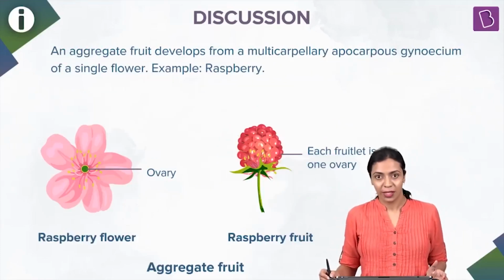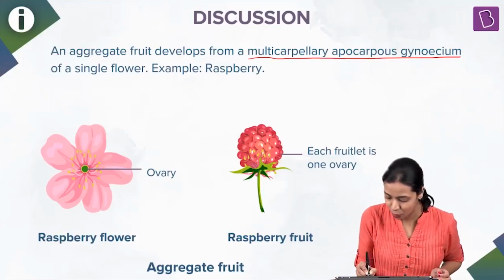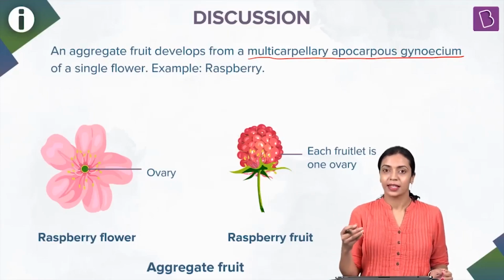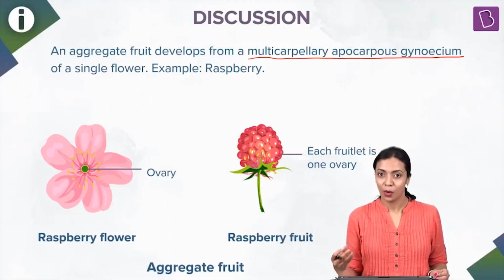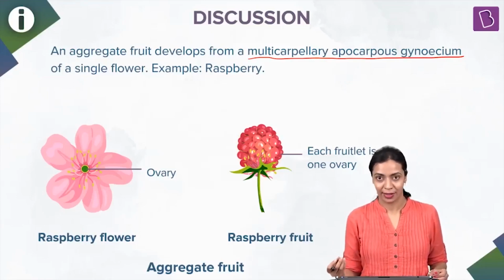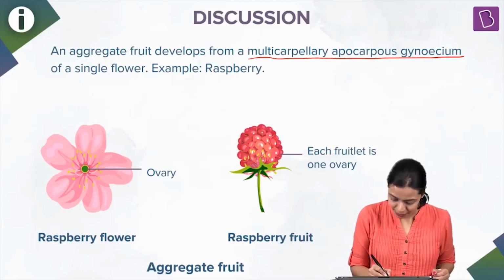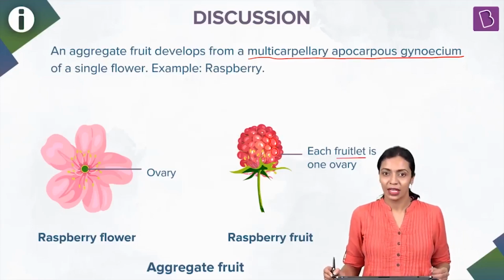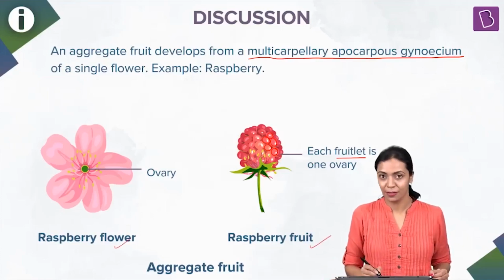In order for a fruit to be considered an aggregate fruit, it should have developed from a multicarpellary apocarpous gynoecium, which means that multicarpellary refers to the condition where there are more than one carpel in the gynoecium. Apocarpous means they are free and they are not united. So what happens in such a case is each carpel will give rise to a segment of the fruit. Each one of these segments is known as a fruitlet. This can be observed in raspberry. Here's an illustration of the raspberry flower and the raspberry fruit.